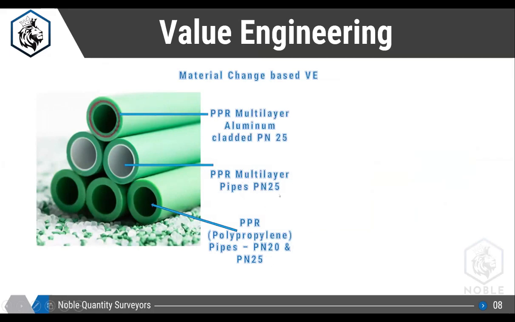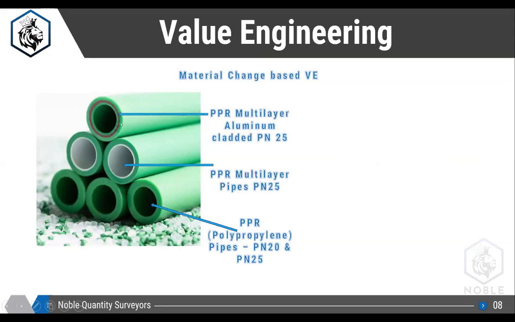The second one is PPR multi-layer. Third one is PPR multi-layer aluminum cladded. This is the normal PPR. This is the multi-layer, and this is with the aluminum inserted. Okay. So what you can do is, if they are asking for the multi-layer aluminum cladded PPR pipes, you can propose a normal PPR pipes.